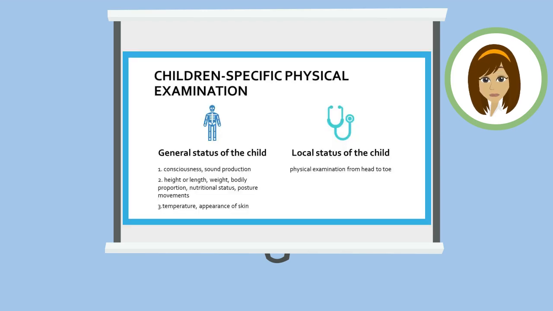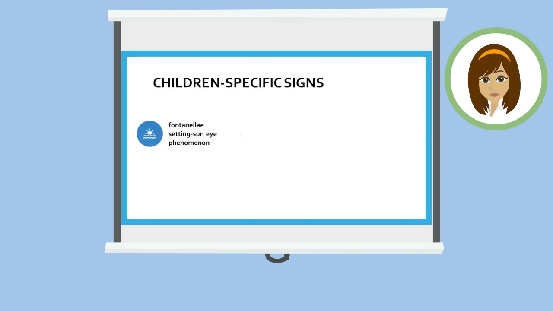Additionally, in neonates and infants, the following signs must be examined: the fontanellae, which should be on the level of the skull and may indicate dehydration when below or intracranial hypertension when above. We also examine the setting sun eye phenomenon that also accompanies intracranial hypertension, the suck reflex, the grasp reflex, or the Moro reflex, which is present up to 3 or 4 months of age.